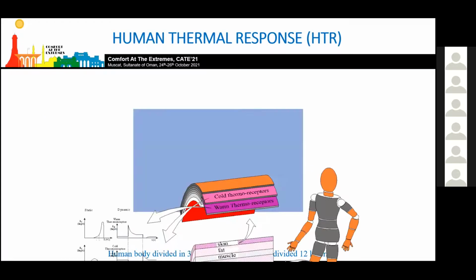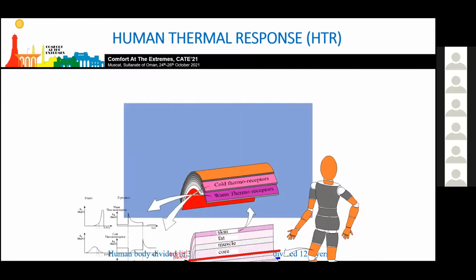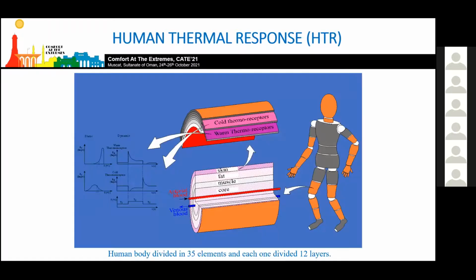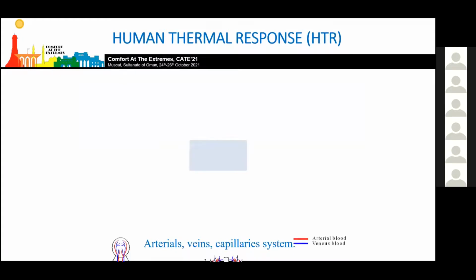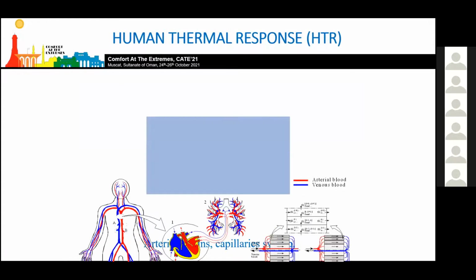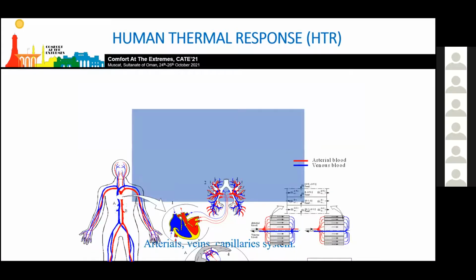These are some pictures about the human thermal comfort, which is the most important to evaluate the thermal comfort that the occupant is subject to. So the human body in this case is divided, sorry, into 35 elements. Each element is divided into core, muscle, fat, and skin, and each one divided into several layers. For example, the skin considers the cold and the warm thermoreceptors. It's very important to evaluate the local thermal discomfort. This picture shows the arterial and venous capillary systems that are simulated in the numerical human.